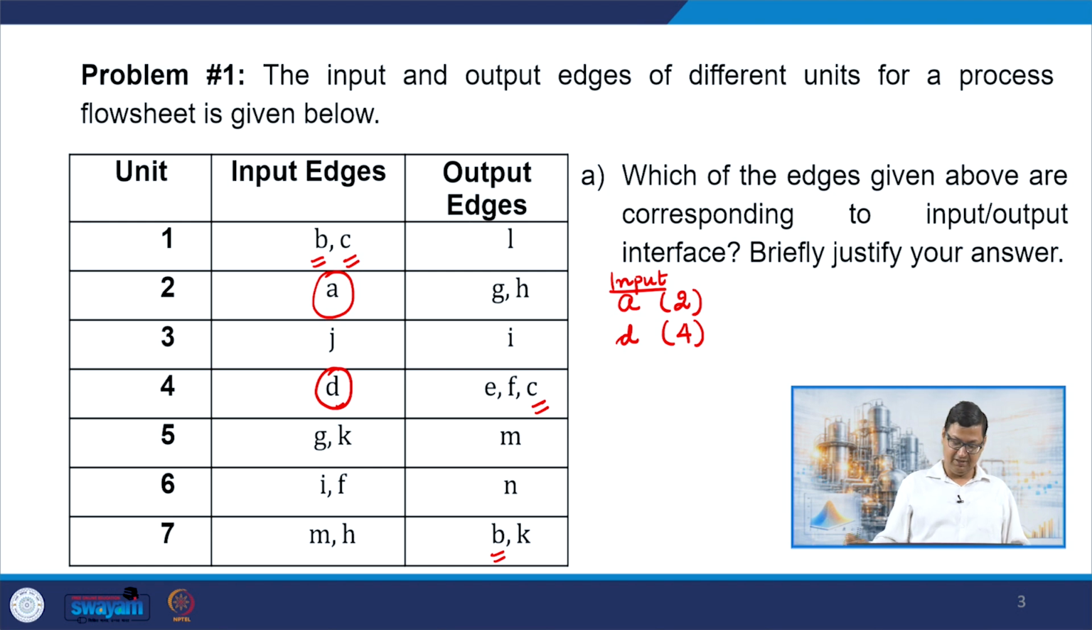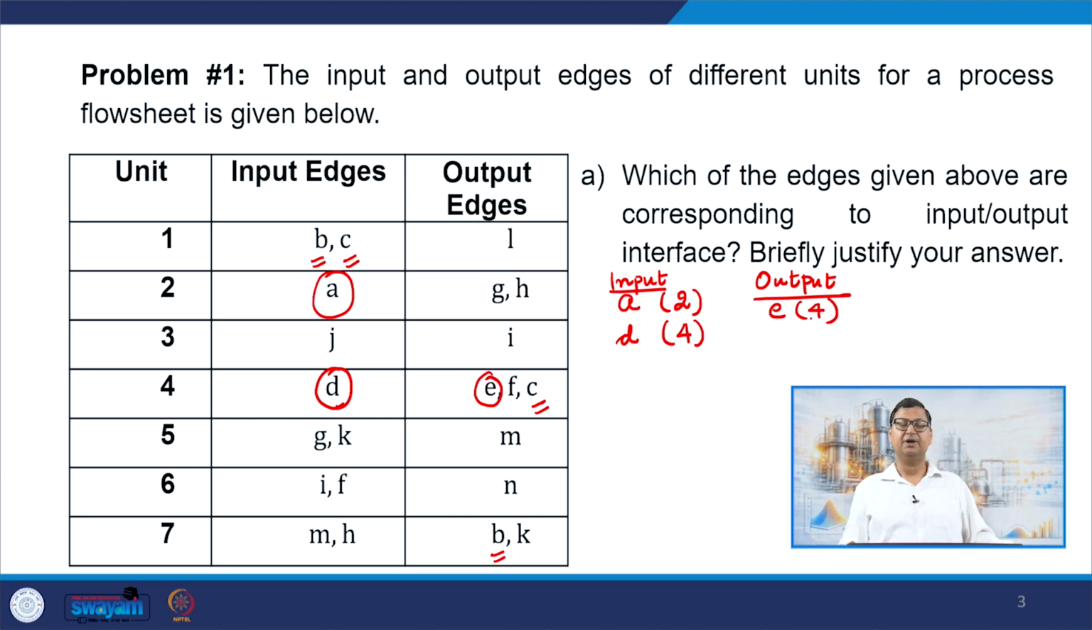Similarly, for E, we try to locate E here. E is not present in the input edges, but E is present in the output edges. So E actually is an output interface, again for the vertex 4.